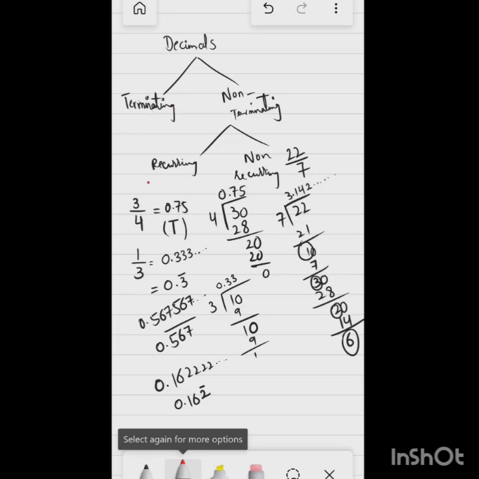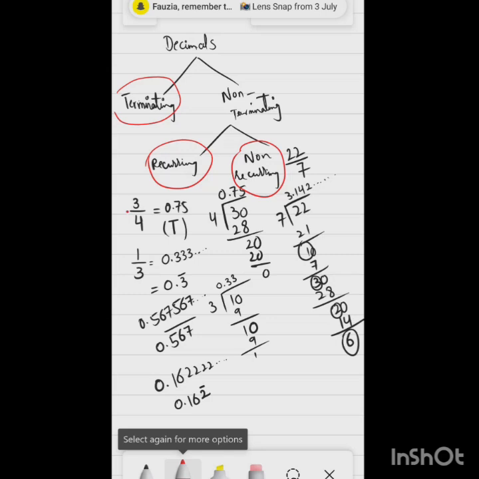Out of these three types, we have learned about three types, right? Terminating, recurring, and non-recurring. So which one is rational and which one is irrational? We have divided decimals into three groups. So what do you think? Are terminating decimals rational or irrational? They are rational, right?